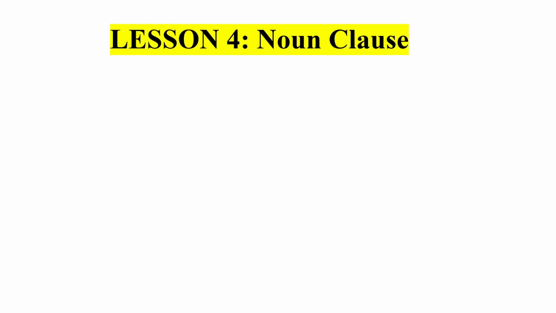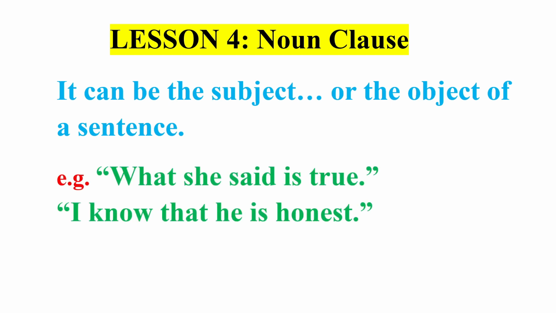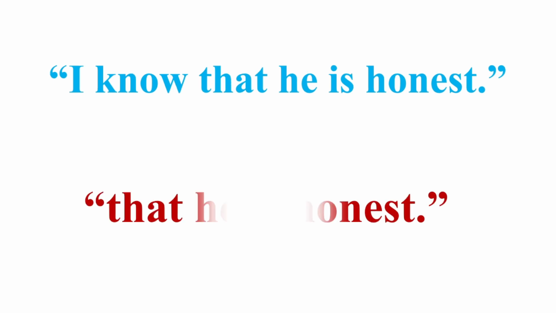A noun clause functions like a noun. It can be the subject or the object of a sentence. For example, what she said is true. I know that he is honest. In this sentence, I know that he is honest, the noun clause is that he is honest. Alright, everyone? So I hope you understand this part clearly.